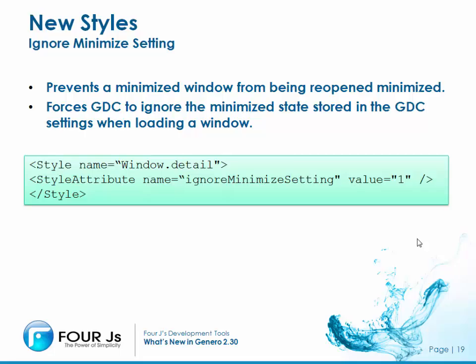With this, you can overwrite that setting so that the user doesn't open a window that becomes minimized. Instead, you're overriding that stored setting and forcing that window to always open if it is being reopened. So again, for the window, you would apply an Ignore Minimize setting style attribute with a true or 1 value.